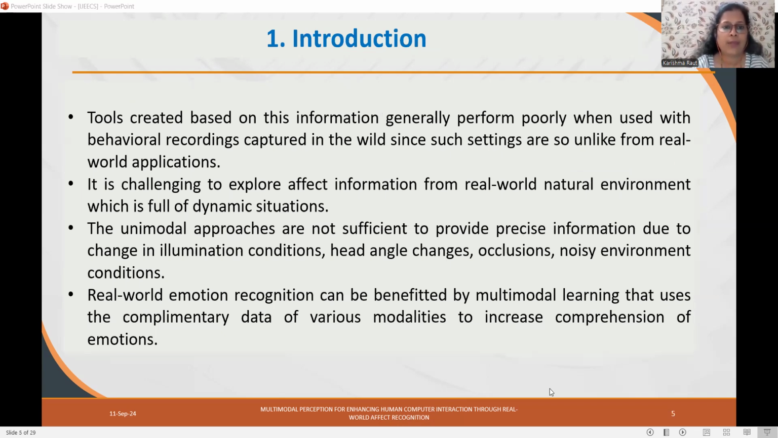The unimodal approaches are not sufficient to provide precise information due to change in illumination conditions, head angle changes, occlusions, and noisy environment conditions. Real-world emotion recognition can benefit from multimodal learning that uses the complementary data of various modalities to increase comprehension of emotions. The most popular non-invasive mode that can provide rich contextual information is audiovisual data.